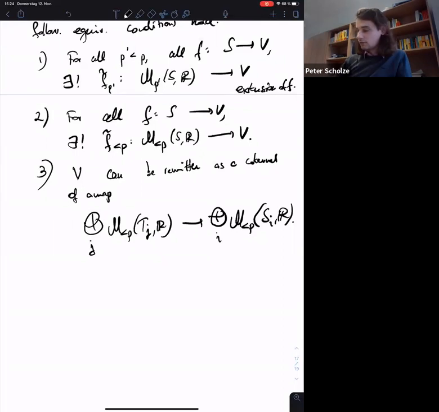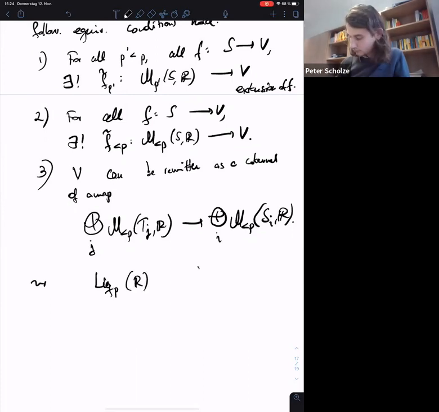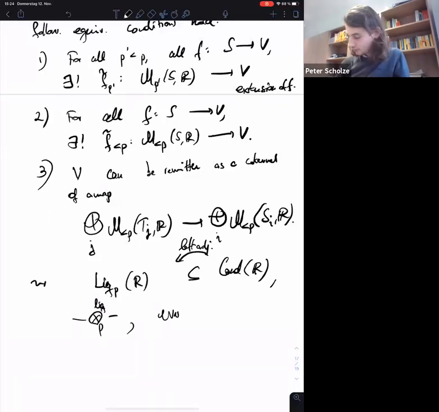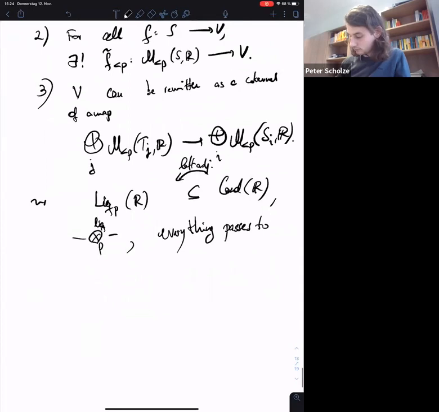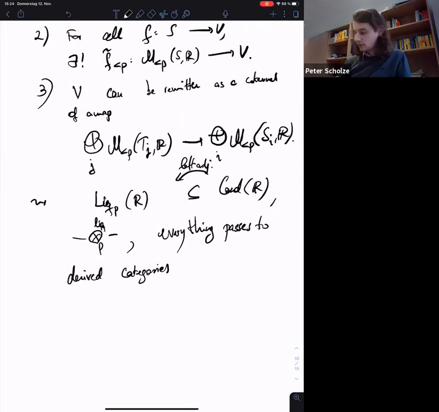And so we have this category of p liquid R modules inside of condensed R modules. And then this has a left adjoint. There's a liquid tensor product, and everything passes to derived categories. And you have all these good properties. I mean, Dustin was giving this very long statement about all the formal consequences.